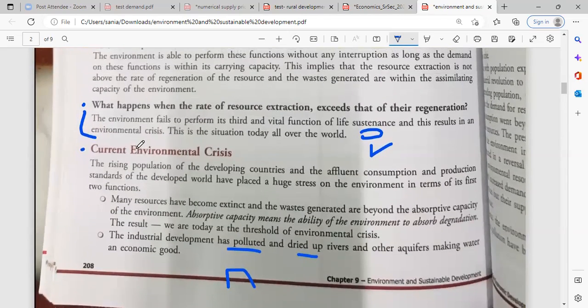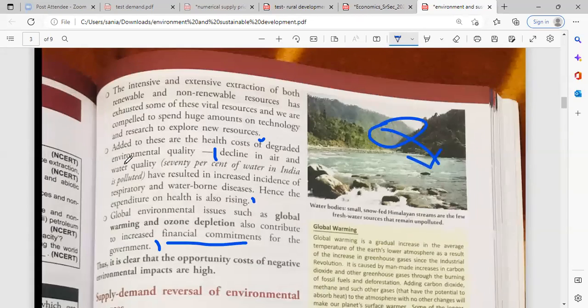Yes, ma'am. Okay, so you will write current environment crisis: first point, second point, third, fourth, and fifth point.